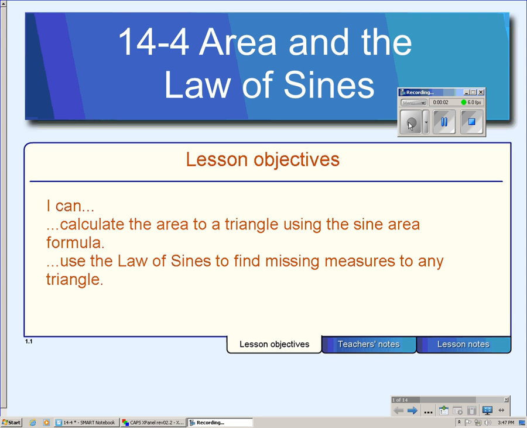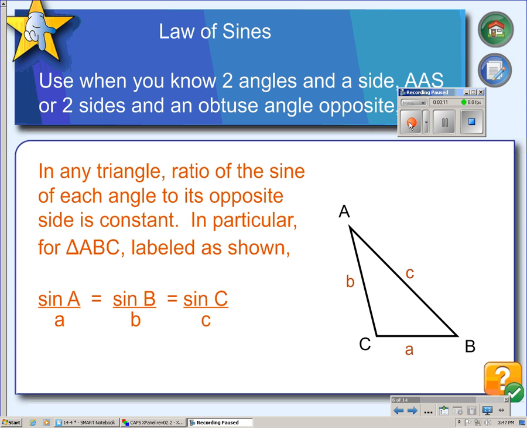This is lesson 14.4, part 2. In this lesson, we're going to learn the law of sines and learn how to use it to find missing pieces to a triangle. Here's the law of sines.